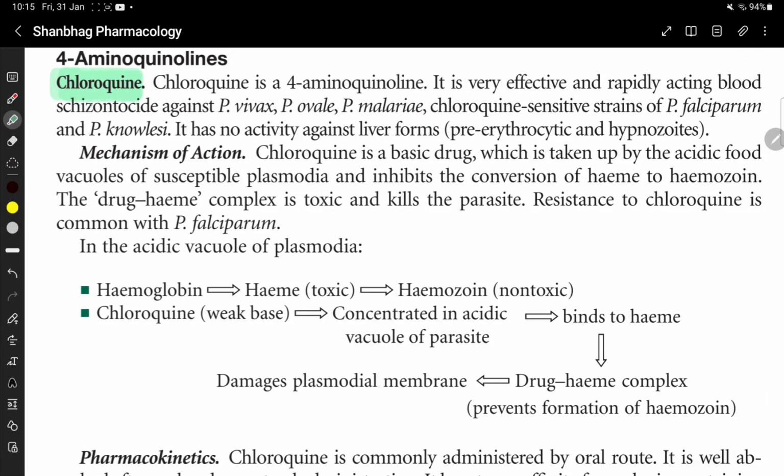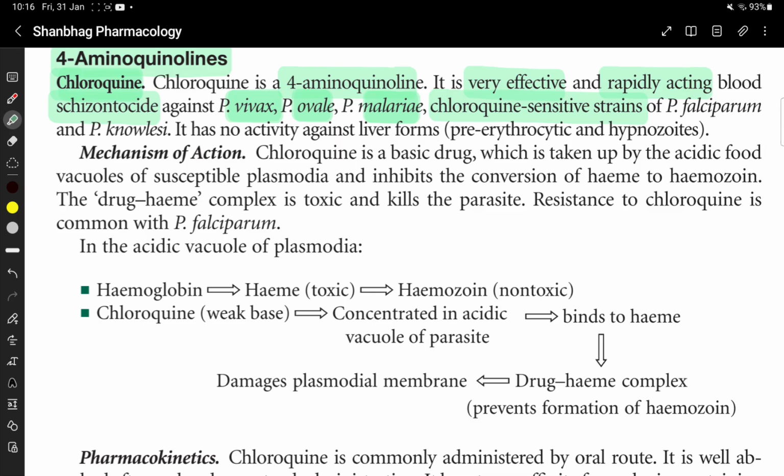Chloroquine is a 4-aminoquinoline. It is a very effective and rapidly acting blood schizonticide against Plasmodium vivax, ovale and malariae, and chloroquine-sensitive strains of Plasmodium falciparum.